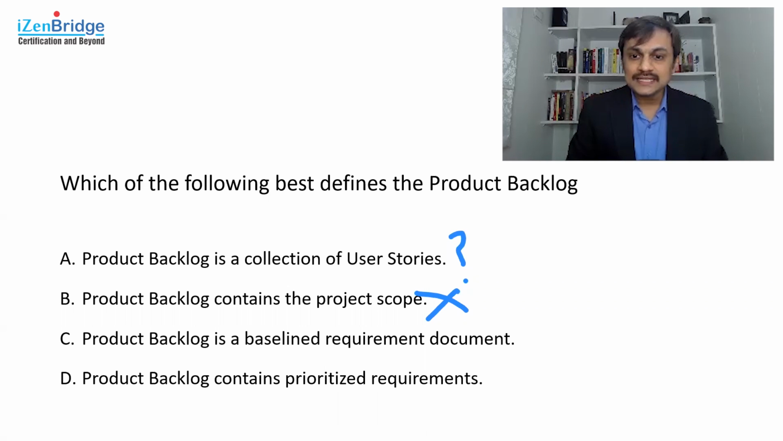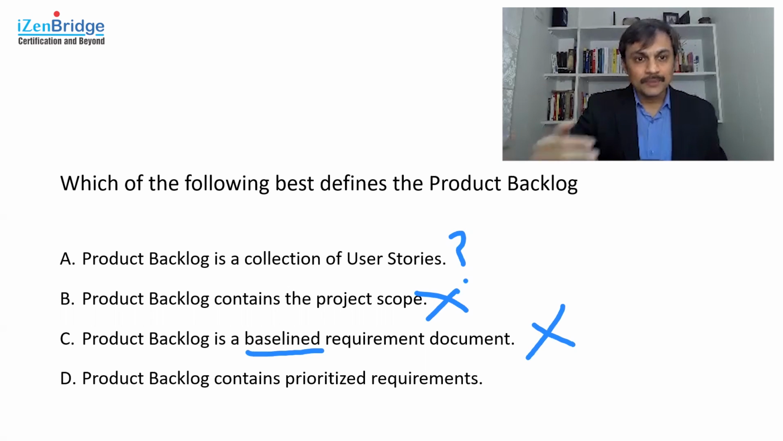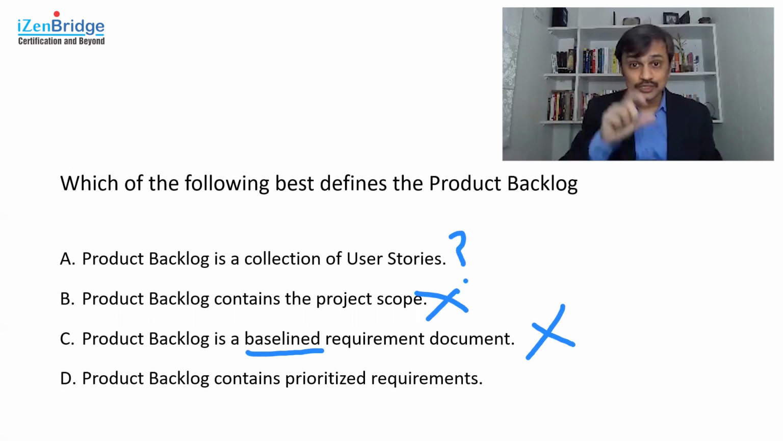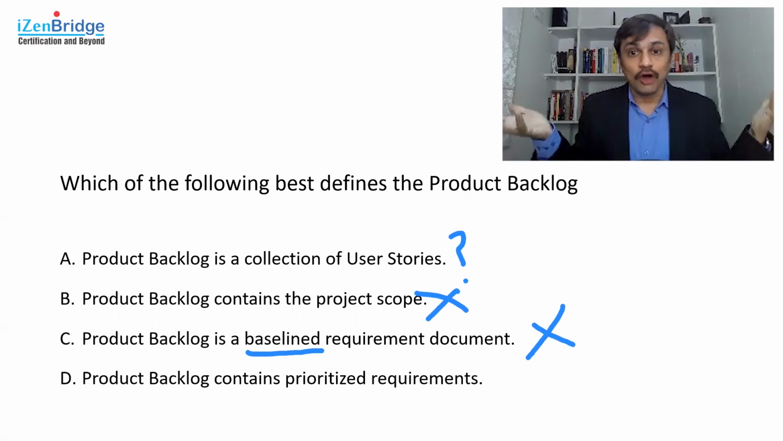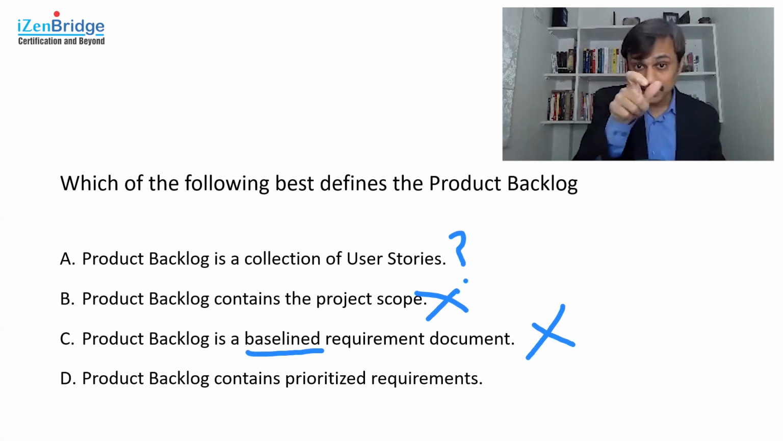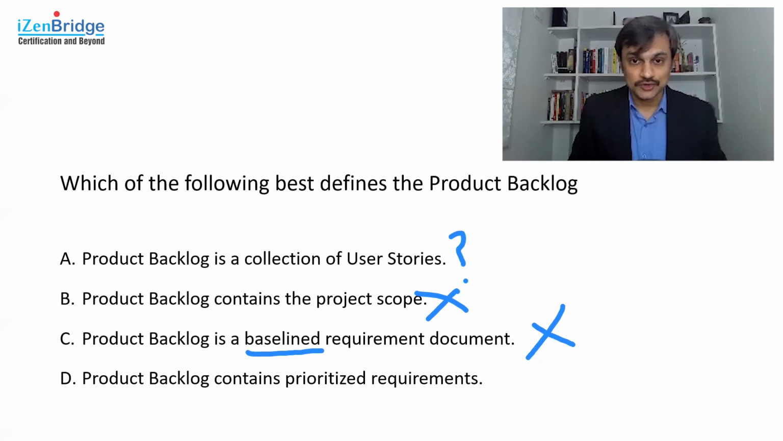Product backlog is a baseline requirement document. The word baseline makes this option false, because we are using product backlog as an artifact in the Agile world, and in the Agile world, the requirements are emerging. So product backlog is a living requirement document rather than a baseline requirement document. If I just change the word from baseline to living requirement document, option C becomes the right option as well. But the word baseline is making it wrong.